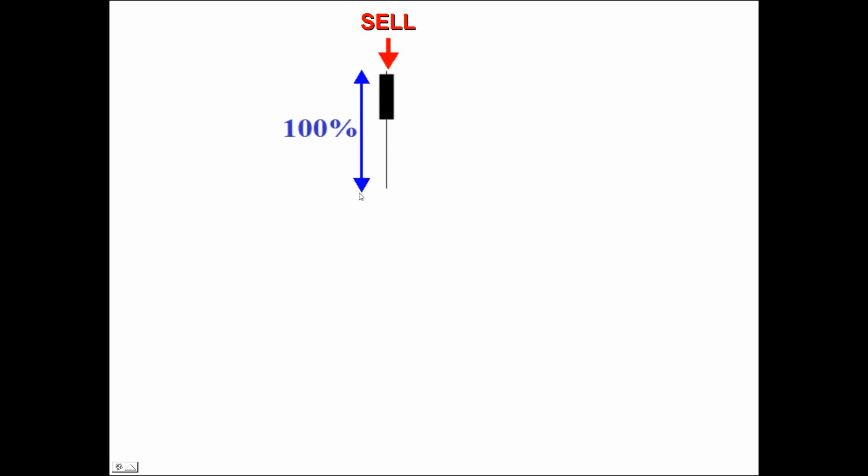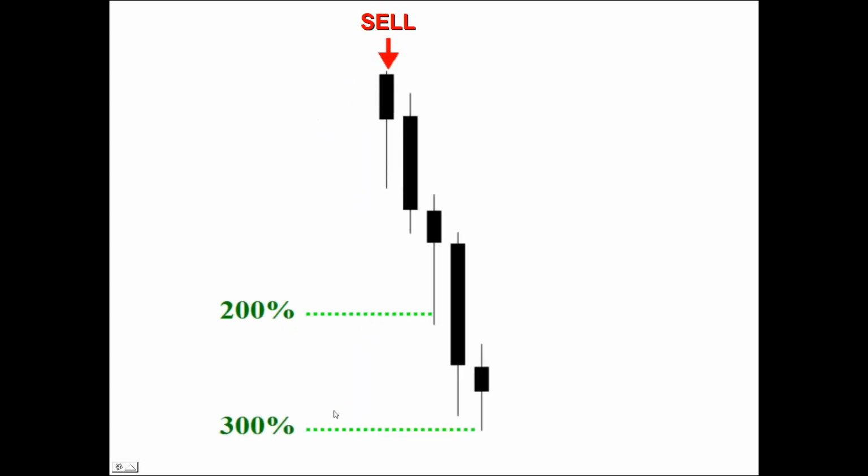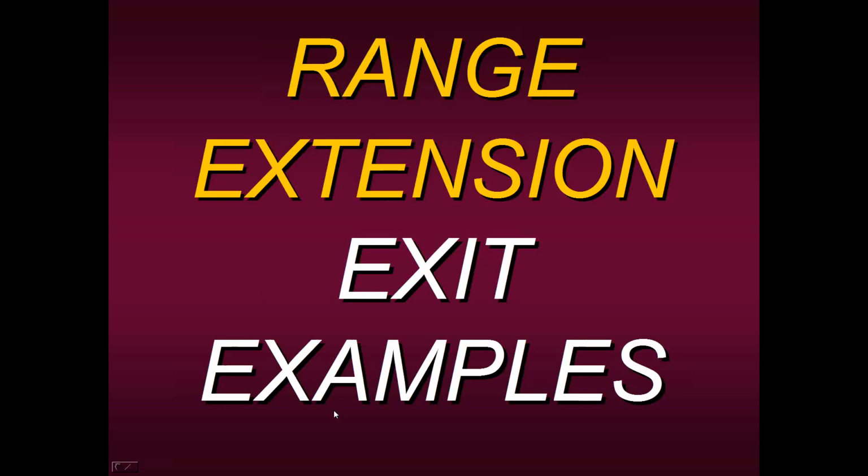Now, since we're selling, we take that same amount of points or pips or whatever we're trading, and we subtract it. That'll give us 200%. And if we want to do it again, and so forth, we can get 300%, okay? All right, so let's look at some examples now and see how this can apply to increasing our risk-reward ratio.